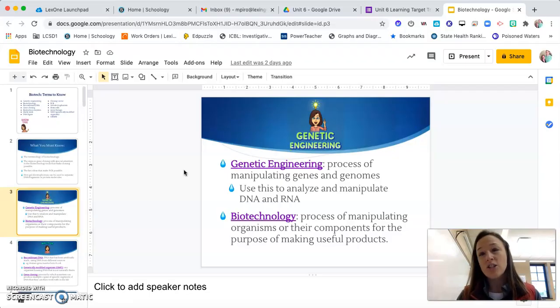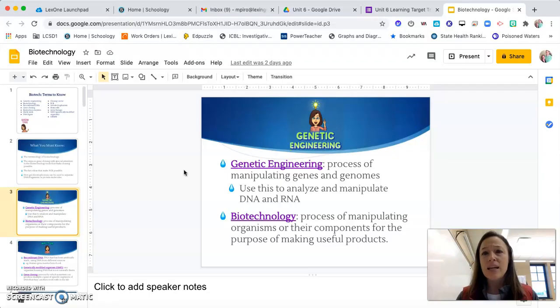So when we talk about a genetic engineer, what they are doing is they are trying to solve problems in the genes or the genome. And so they are manipulating the genes, they're changing them, they're tweaking them, fixing them to try to fix and solve problems that we have. And sometimes those problems are diseases. So we're always looking for ways to tweak the genes to try to fix a genetic disorder.